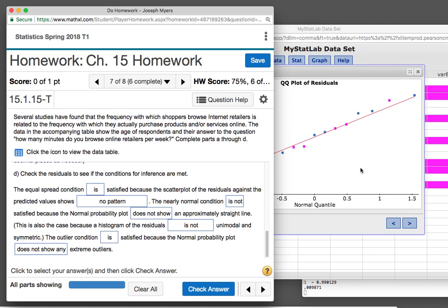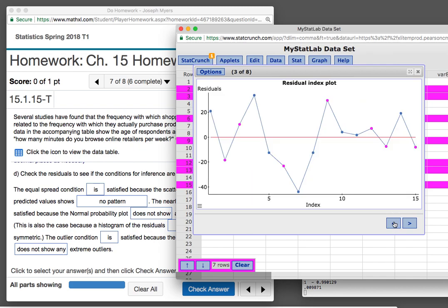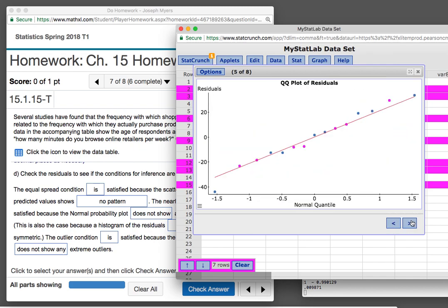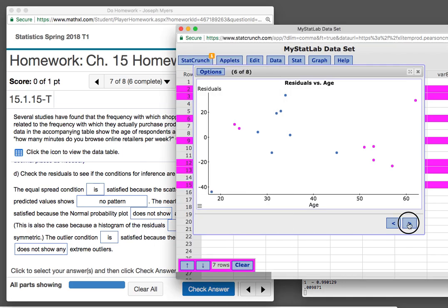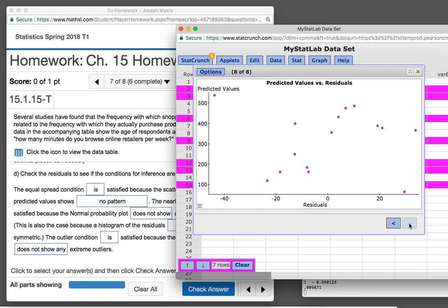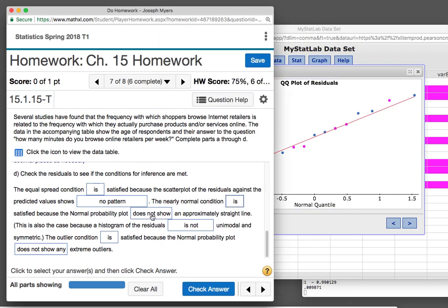Okay. Actually, let's see. No pattern. Actually, I'll say the normal condition is satisfied because the normal probability plot does look fairly straight. Let's try that.